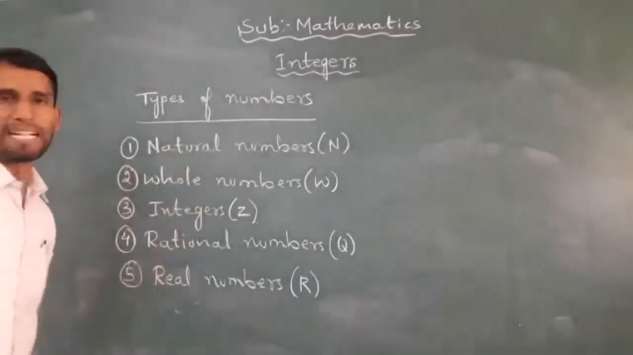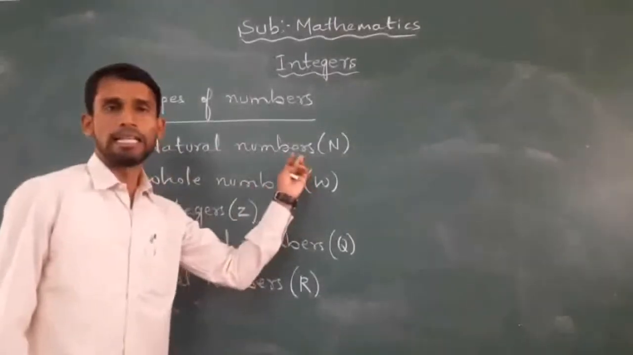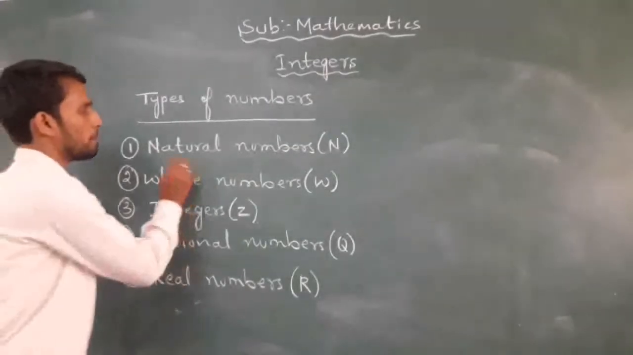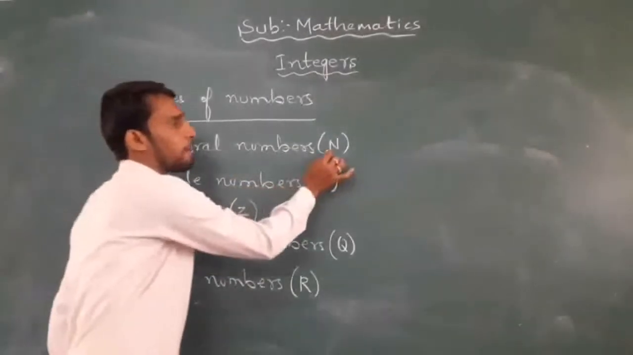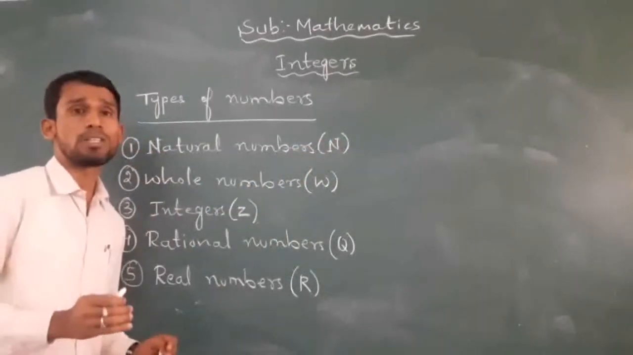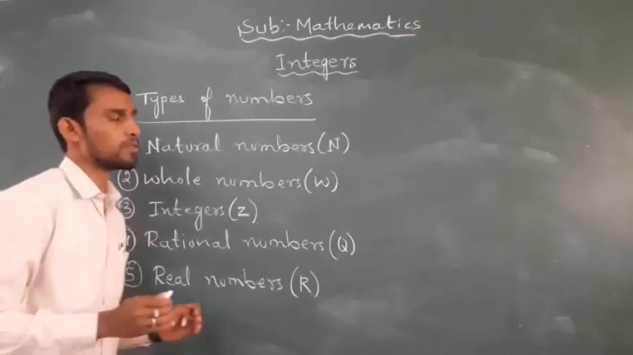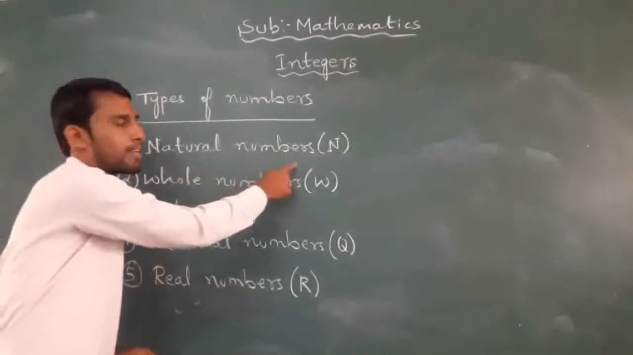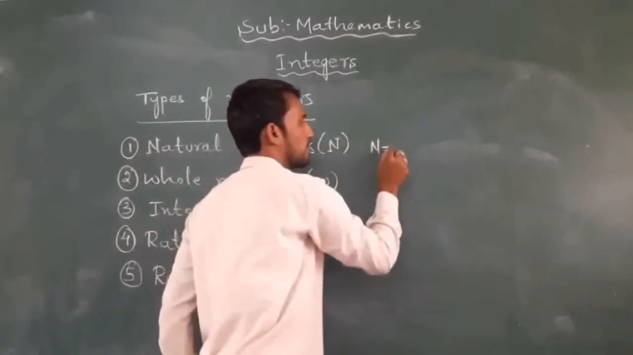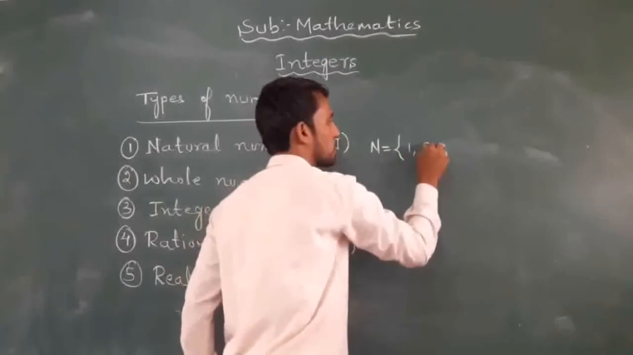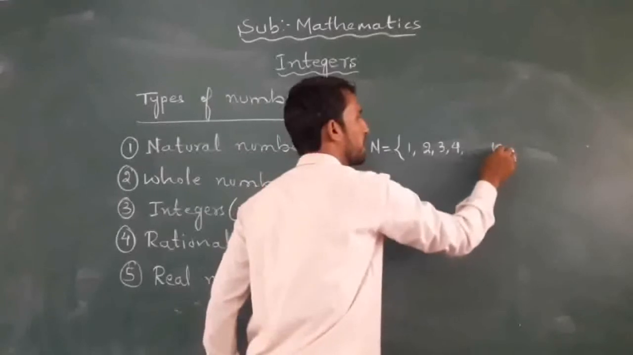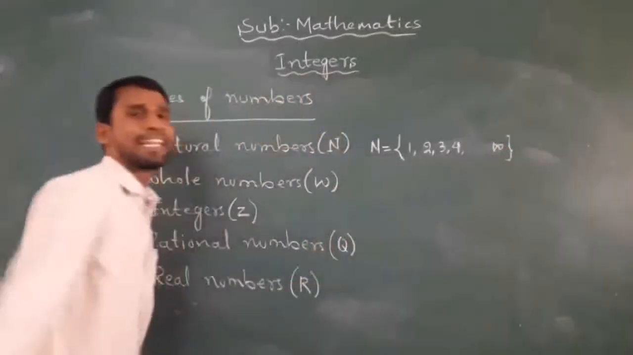Types of numbers. Natural numbers are nothing but counting numbers, indicated by the letter N. The numbers we use to count objects are called natural numbers. Example, N equals 1, 2, 3, 4, up to infinity. These are called natural numbers.